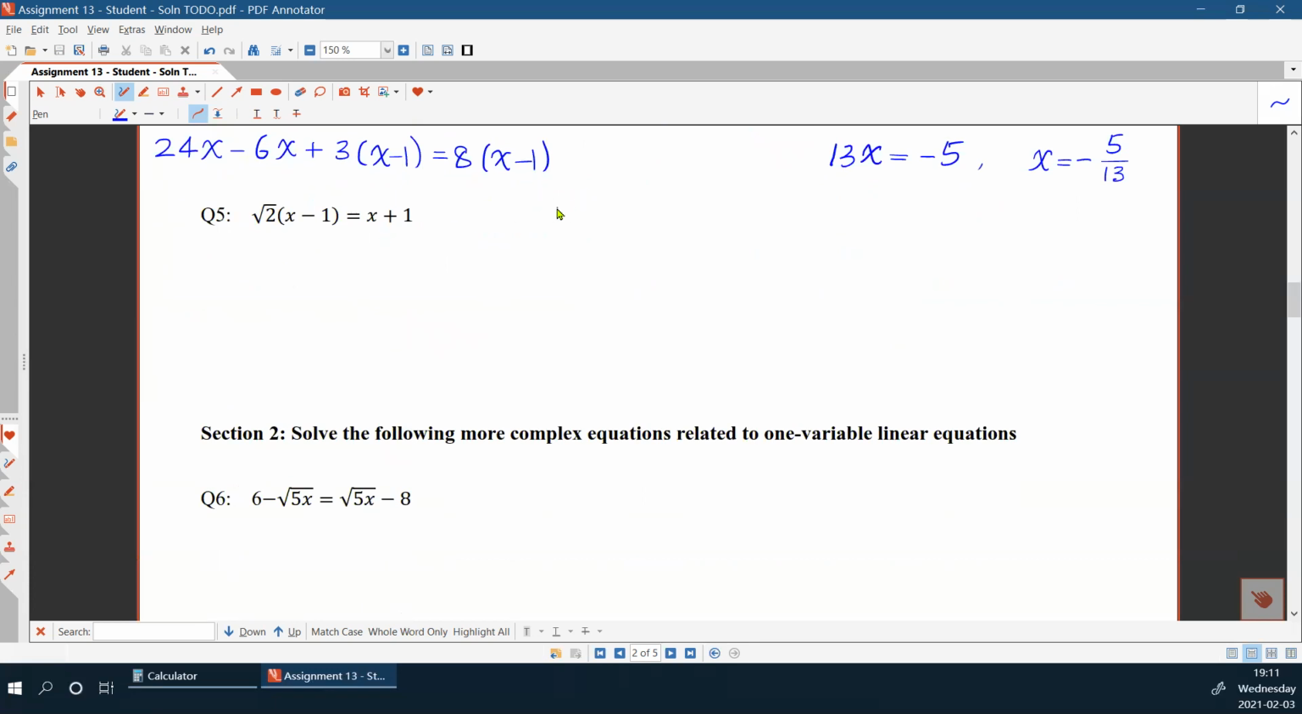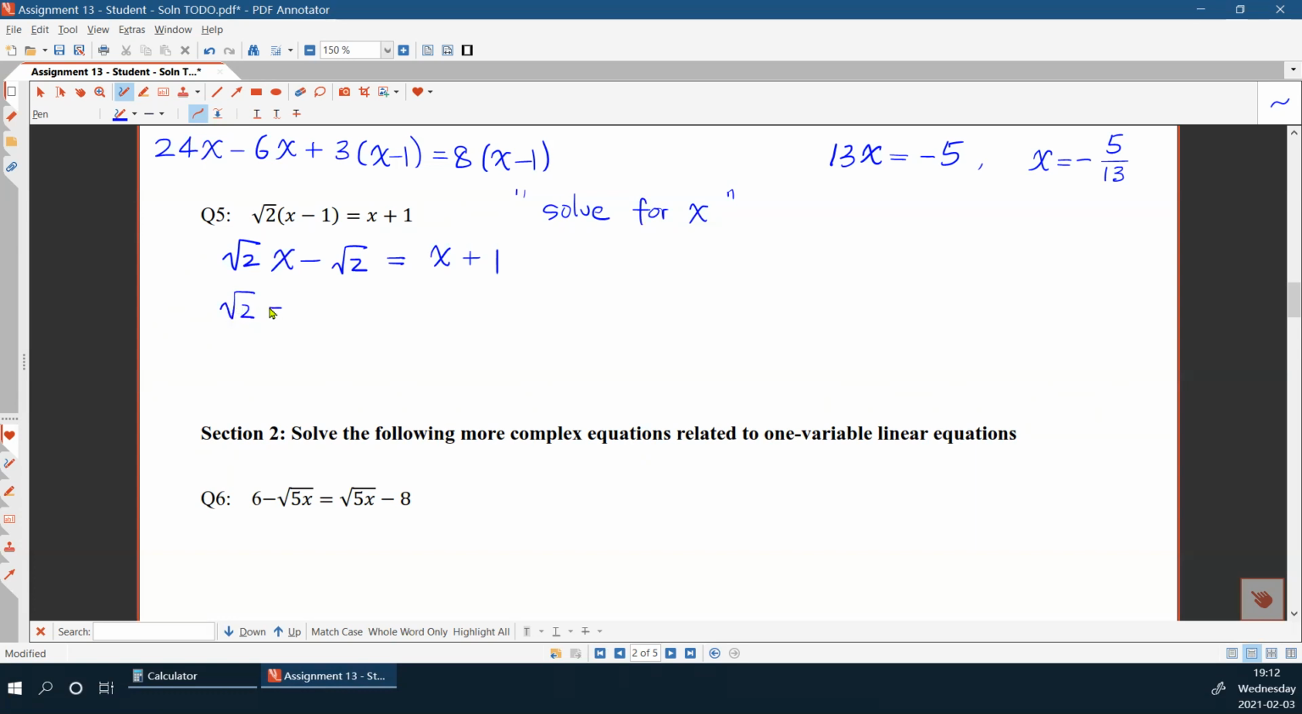Question 5. Note that we need to solve for x, right? If you want to solve for x, you need to merge all the terms that contain x together, right? So first of all, we need to expand all the terms, which gives you square root 2 times x minus square root 2 equals x plus 1, right?